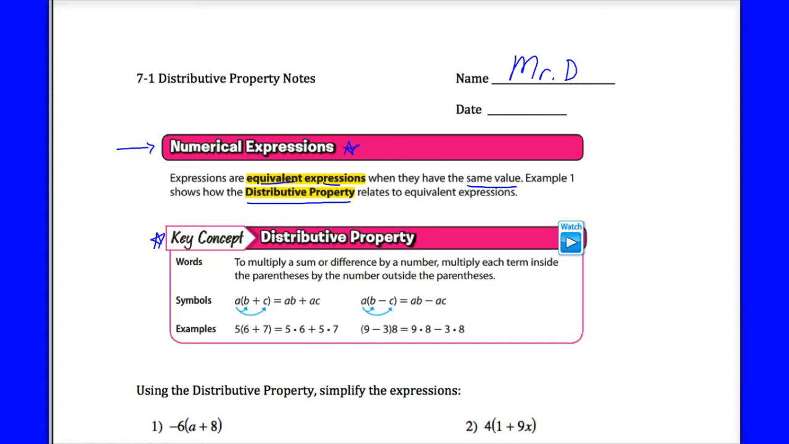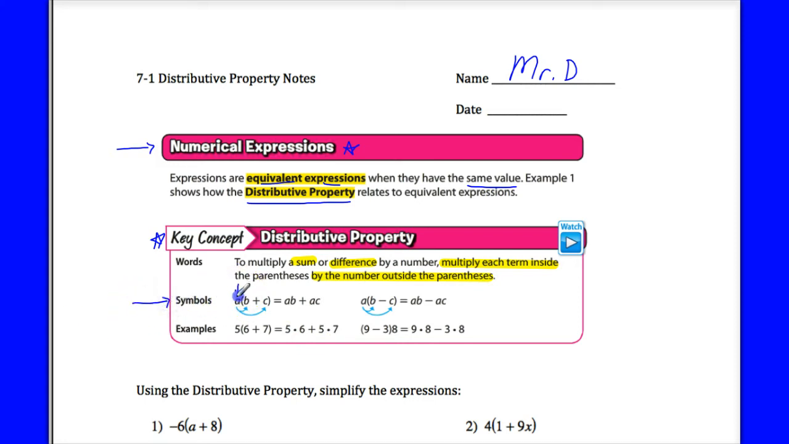It says to multiply a sum or a difference. That means it can be addition or subtraction, by a number. What we do is we multiply each term inside the parenthesis by the number outside the parenthesis. Now, you've been doing that with the algebra tiles. And here it is written in symbols for you.